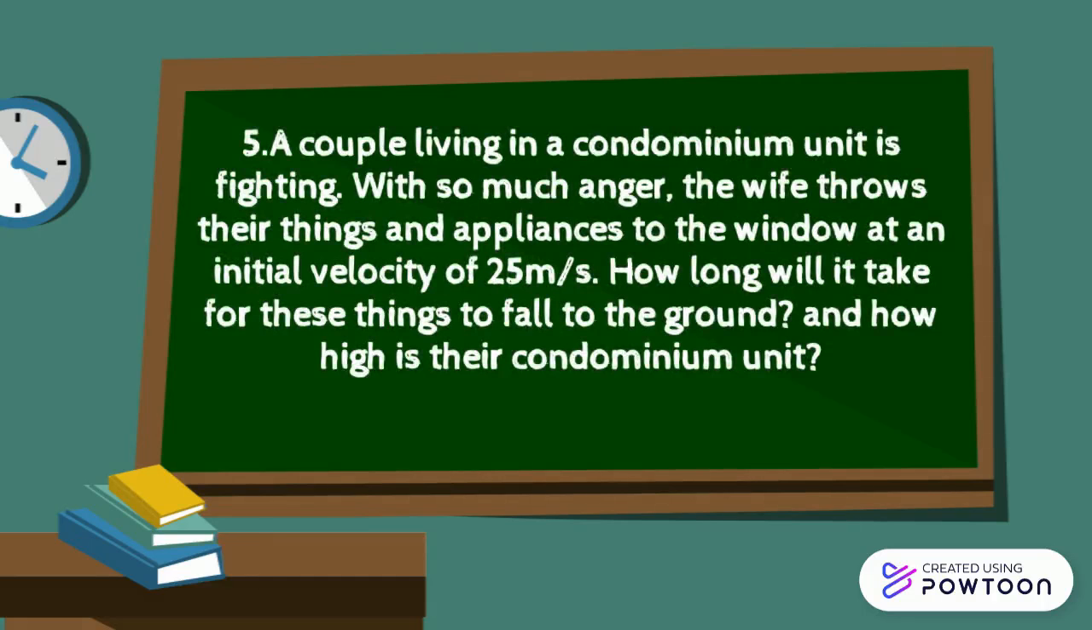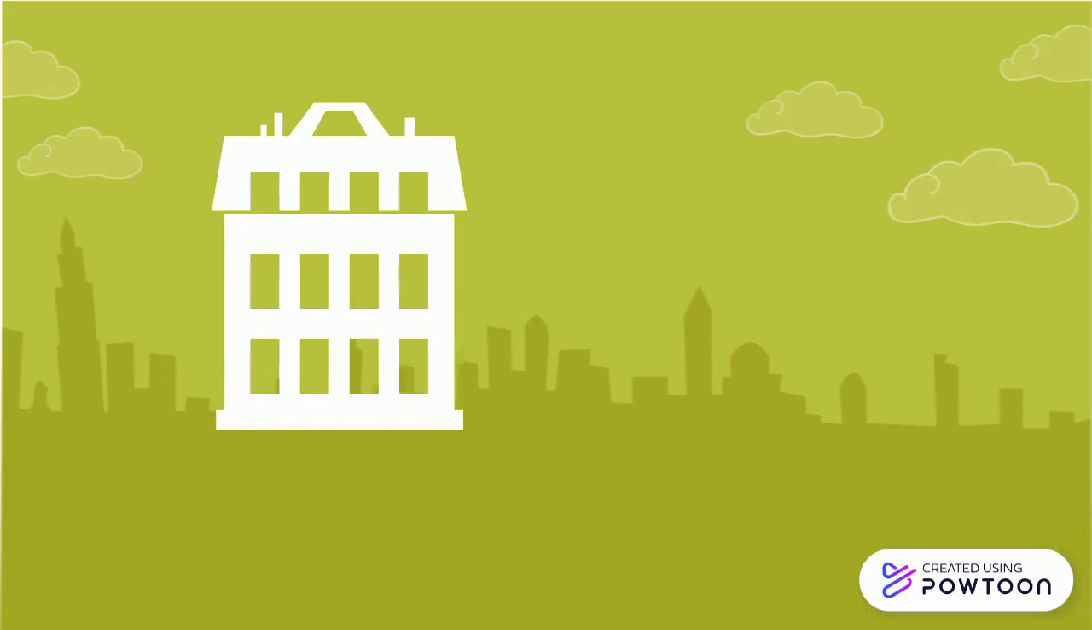For the sample problem, a couple living in a condominium unit are fighting. With so much anger, the wife throws their things and appliances out of the window at an initial velocity of 25 meters per second. How long will it take for these things to fall to the ground, and how high is their condominium unit? This is how we illustrate the situation.